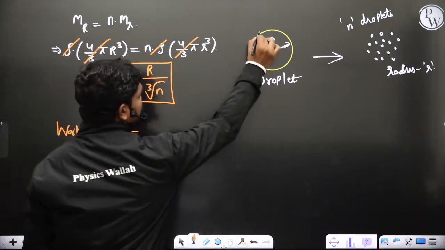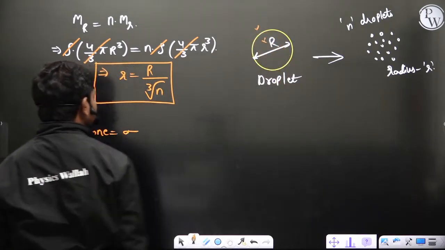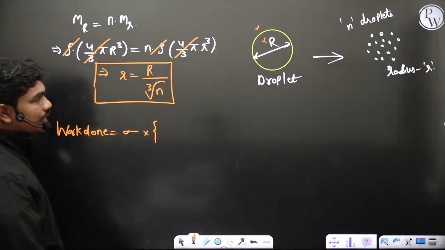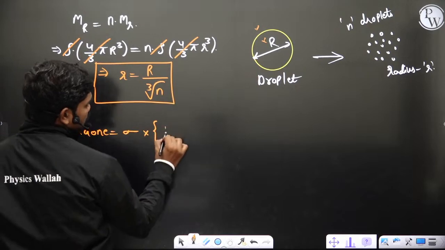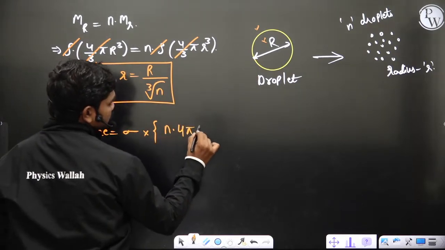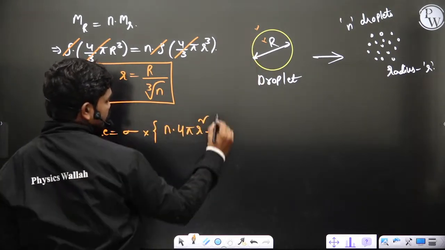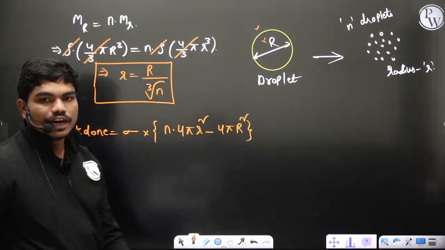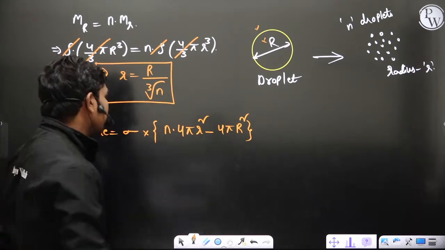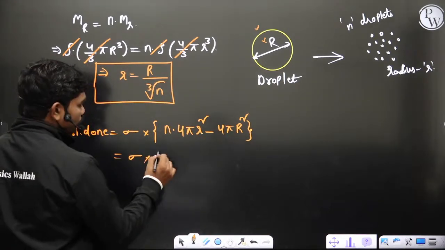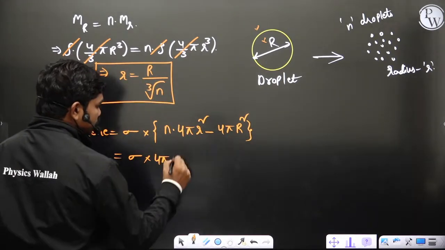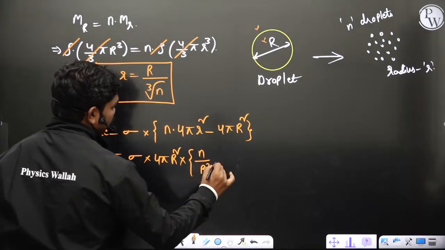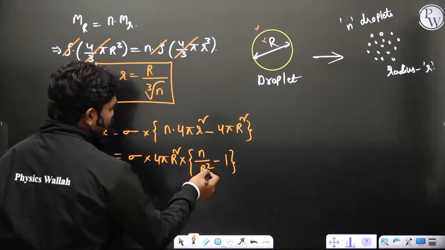Let us suppose sigma, because of fluid 1 and fluid 2, this is the interface, sigma into... then what is the total change in area? Area of the small droplets is n into 4 pi r square minus the surface area of this, which is 4 pi R square. So this difference is the newly formed surface area. So sigma into 4 pi, if you take R square out, we have n r square by R square minus 1, obviously.